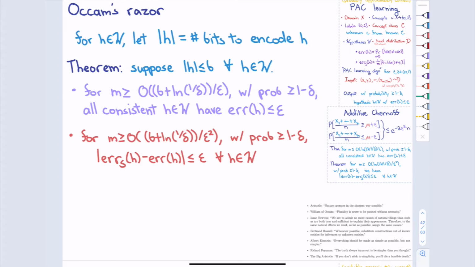Yeah, so at some level, I don't know if you can see, but these were the things we just proved. Maybe you can't see. But we used to have a log of the size of the hypothesis class in there. It seems to have been replaced with b. So how do we do that?